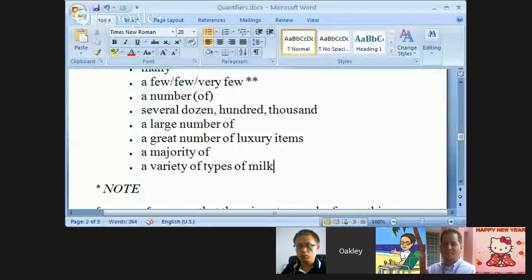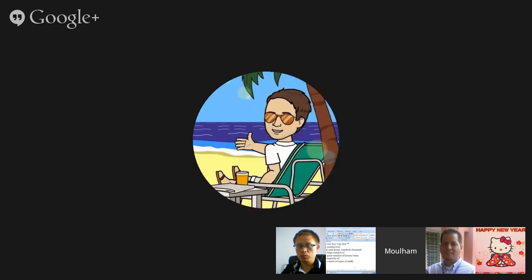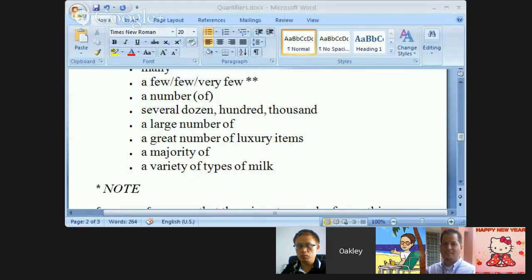In this case, really our countable noun is types, and now of milk is a prepositional phrase we're adding. But okay, variety of types of milk. Can we omit the first of, like delete it? That sentence would be like a variety types of milk, and variety here would be like an adjective, types like a noun. Are you trying to say various? Various types of milk were available in the store.